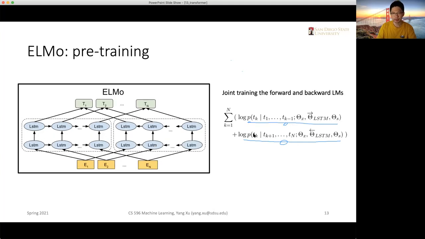So far, any questions about this model architecture?